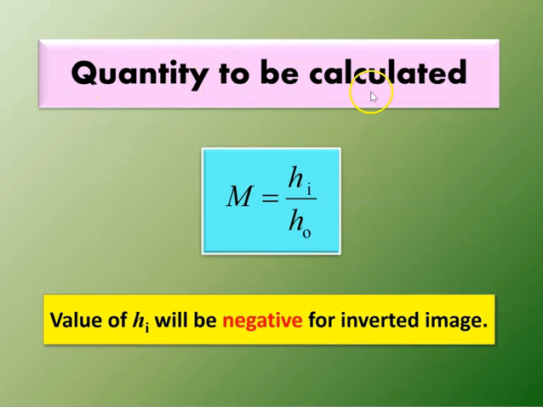The quantity to be calculated will be magnification. So we are using image height divided by object height in order to calculate the magnification, and the value of magnification will be negative because the image is inverted.